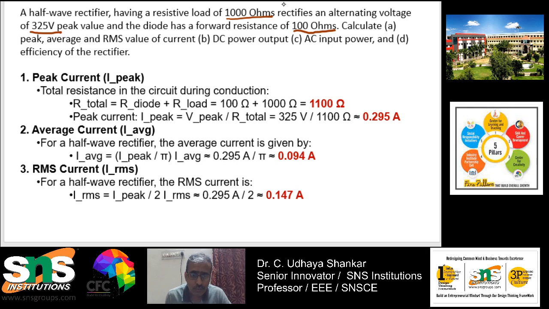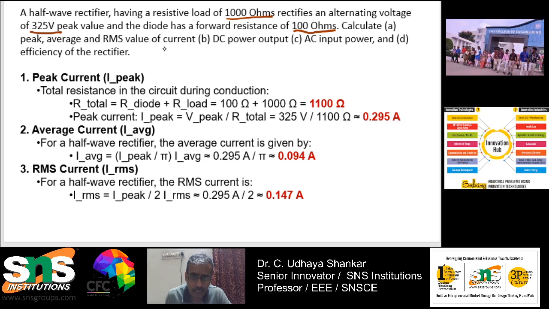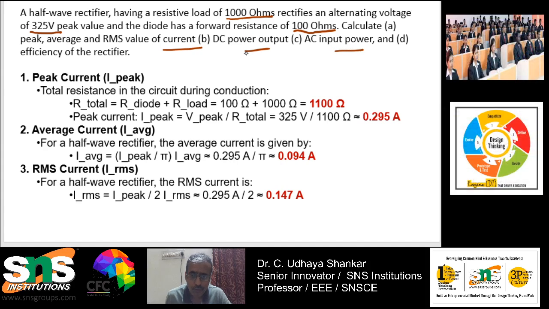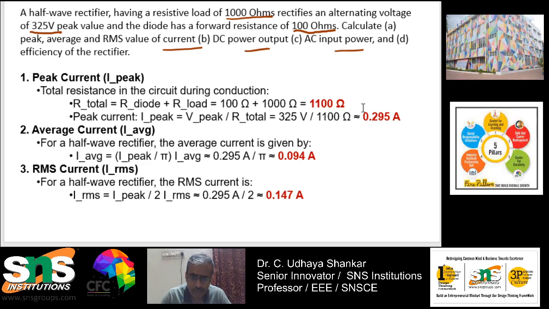Now, what do we have to calculate? We have to calculate the peak, average and RMS value of the current. We also want to calculate the DC output power and the AC input power. If you know the DC output power and AC input power, you can directly find the efficiency of the rectifier. All these formulas we have already discussed, so it is just a substitution of the available data.